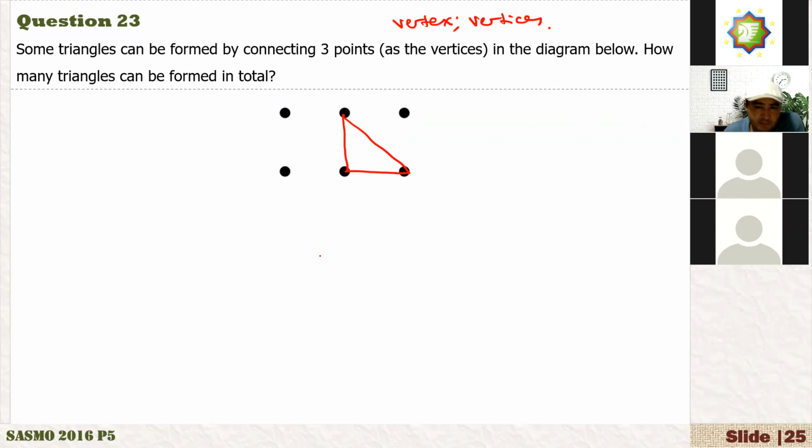Right? Is it 10 triangles? Yeah, of course. It says that some triangles can be formed by connecting 3 points as vertices in the diagram below. How many triangles can be formed in total?